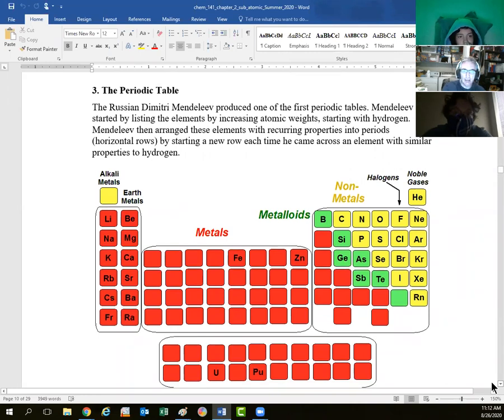Isotopes, remember, are elements with atoms which have the same number of protons but different numbers of neutrons. So we get different mass numbers for atoms of the same element. But it's got to be the same atomic number, the same number of protons, or it's just a different element.